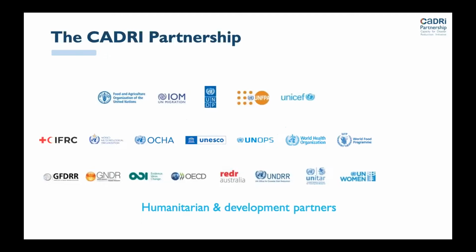In terms of partnerships, next slide, please. We have a number, as I said, of different partners. On the overall, we have a total of 14 UN agencies participating with us in this initiative and 6 non-UN partners. We have a group of executive partners, as we call them, where we can find FAO, IOM, UNDP, UNFPA, and UNICEF. Another group of technical partners with IFRC, WMO, OCHA, UNESCO, UNOPS, WHO, and WFP, and an advisory group where we have the Global Facility for Disaster Risk Reduction from the World Bank, the Global Network of Civil Society Organizations for Disaster Risk Reduction, GNDR, the ODI, the OECD, RED-R, UNDRR, of course, UNITAR, and UN Women. Several of the delegates from these organizations have joined us this morning in their capacity of the work that they are doing regionally.